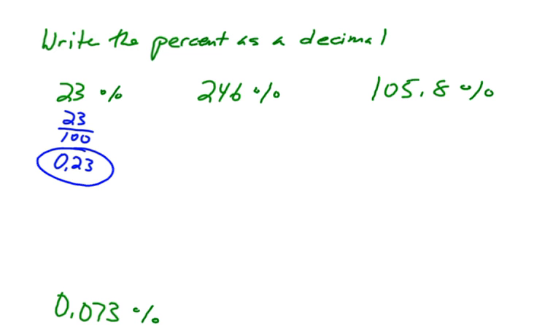All right, so this would be 246 over 100, right? And so when you divide both the numerator and denominator, get the 100 out of there, right? You're going to have what?